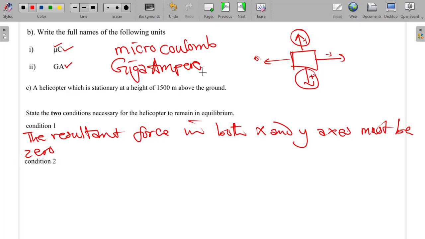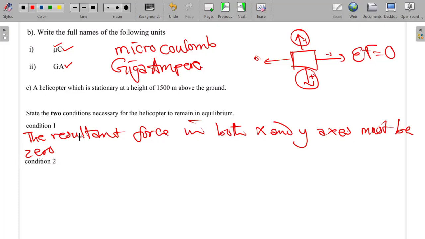So this is going to be the first condition. We're going to say the net force acting on the object must be equal to zero. Basically meaning the summation of forces should be equal to zero. While still, the second condition, we're going to focus on the rotation. We have to make sure that the helicopter is not rotating. And if the helicopter is not rotating, what are we dealing with? We're dealing with the moment now.